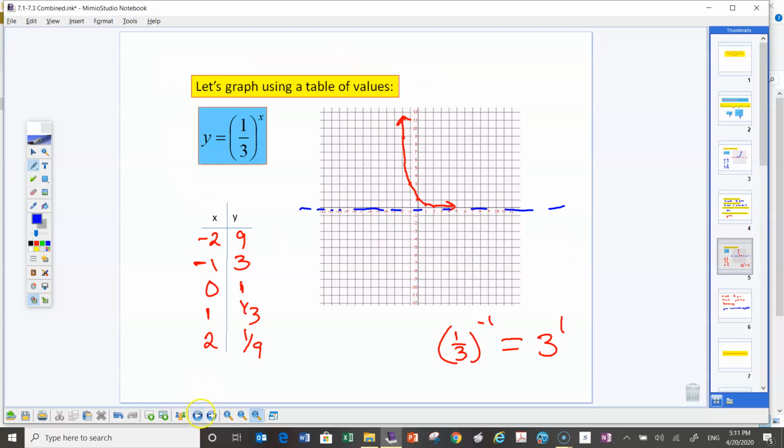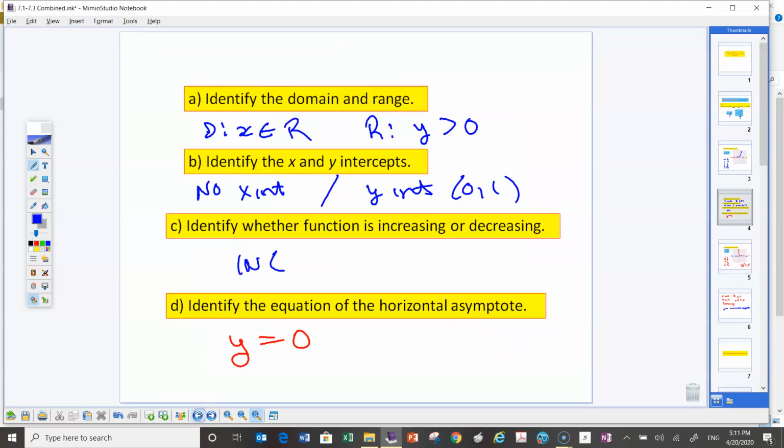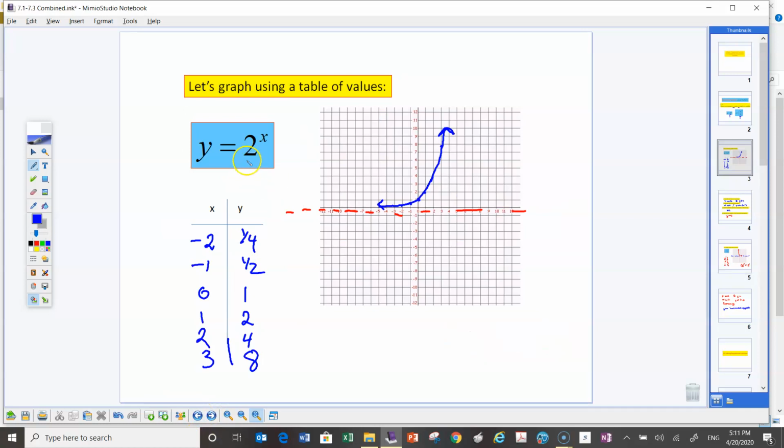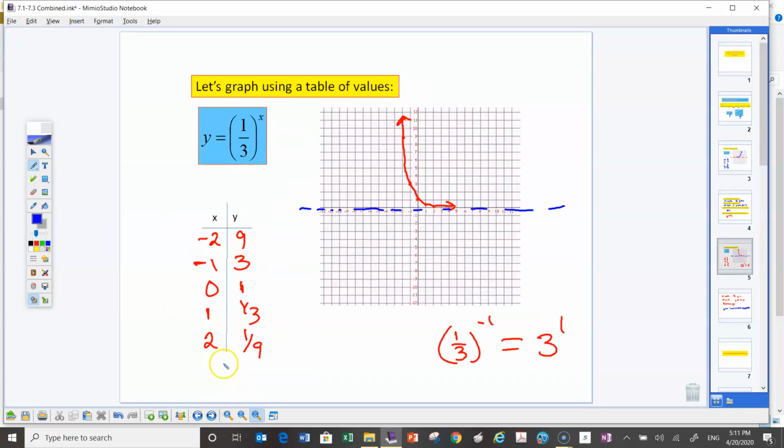So basically, you should be able to see the difference. If the base of my graph is bigger than 1, the graph is an increasing graph. And if the base of the graph is between 0 and 1, the graph is a decreasing graph. And those are the key concepts from section 7.1 and 7.2.